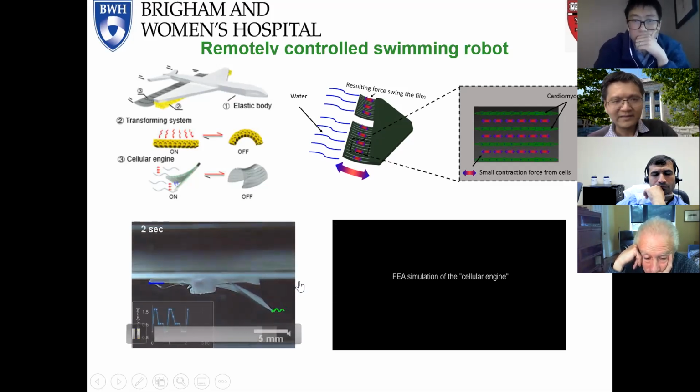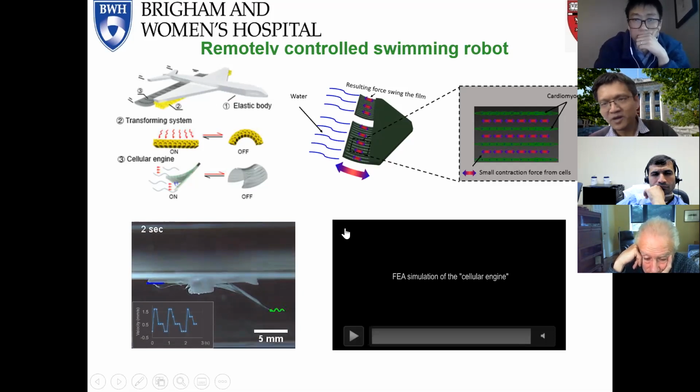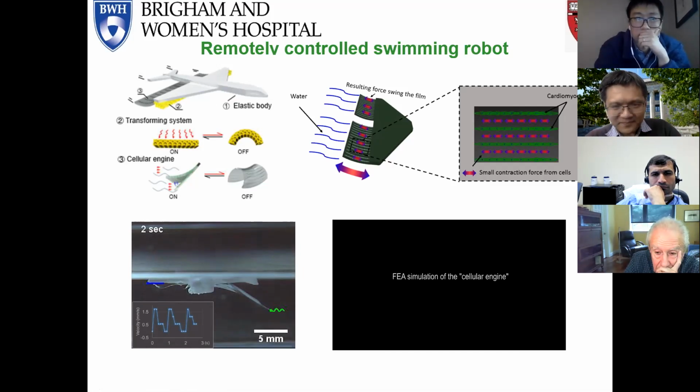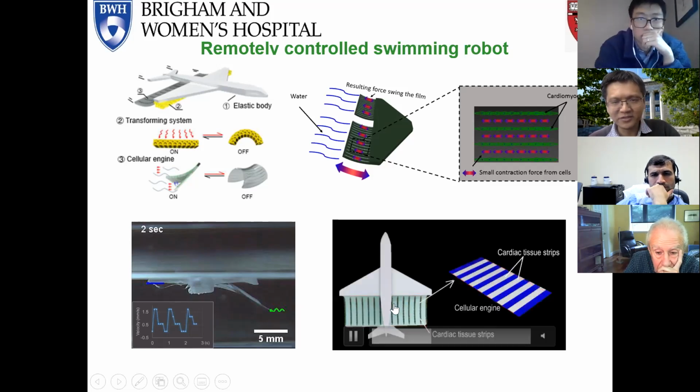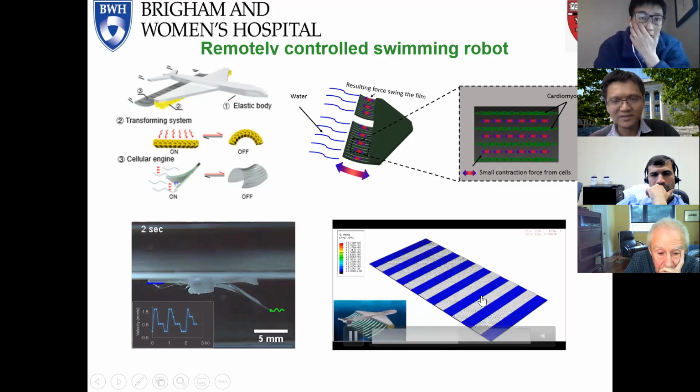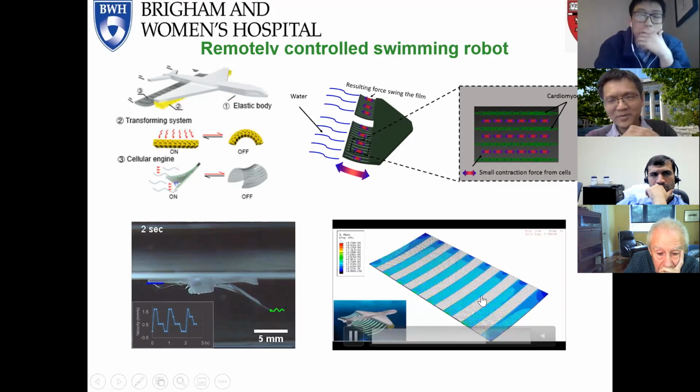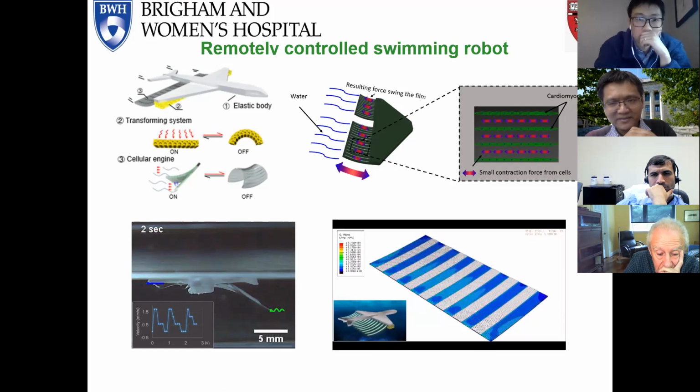So if that is the only mechanism, however, the robot could only move forward, right? But how do we make it turn left or right? Okay, so this is a finite element simulation of what we call the cellular engine. So cellular engine means we have these cells that periodically contract and relax, and that leads to the undulation, the bending.